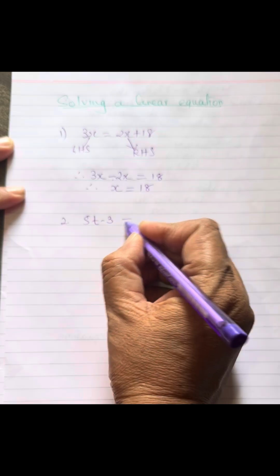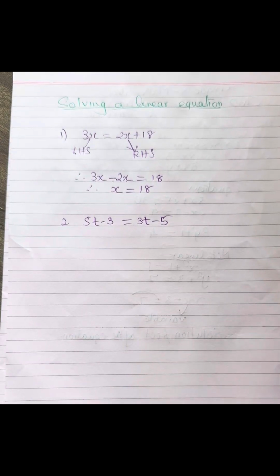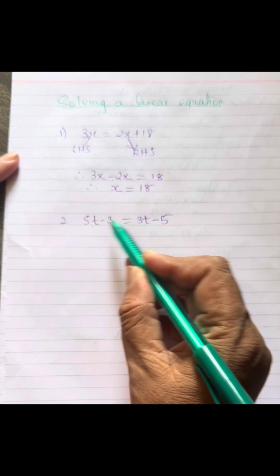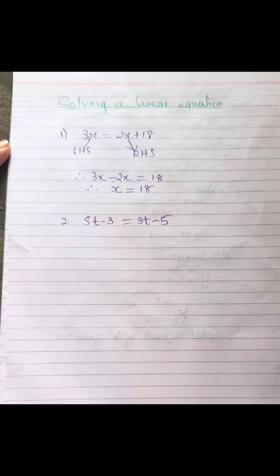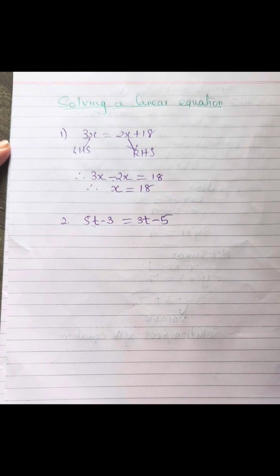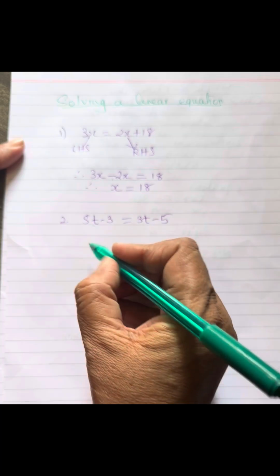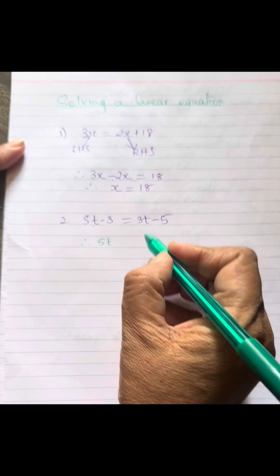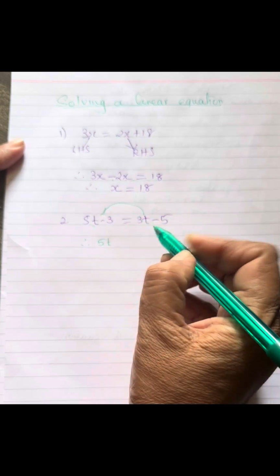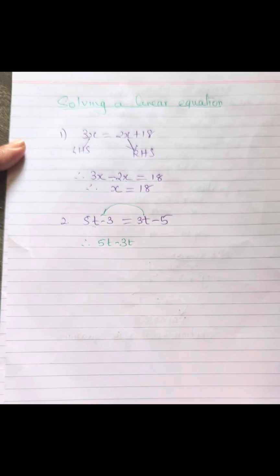5t minus 3 is equal to 3t minus 5. Now, just see, on both the sides we have numbers with variable and constants also. Right, so what do we do? We take both the constants together and the variables together. So if we keep 5t here only on the left hand side and we bring 3t on this side, 3t is plus 3t, so when we transpose it, it becomes minus 3t.